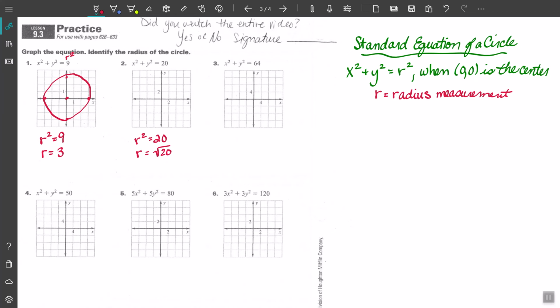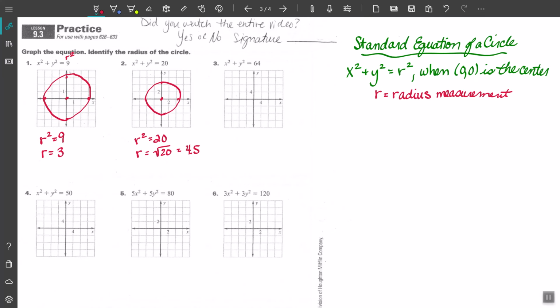The square root of 20 is going to be difficult to graph, so we will plug that into the calculator, and when we do that, we will see that it is approximately 4.5. So I'll come up from the origin, this is my center, and I'm going to come up 4.5 units on the top, over to the right, the left, and then get the bottom of the circle as well. And then connect as smoothly as we can.